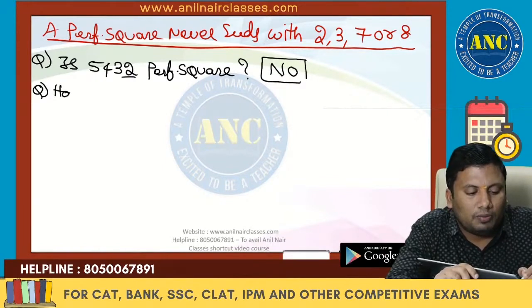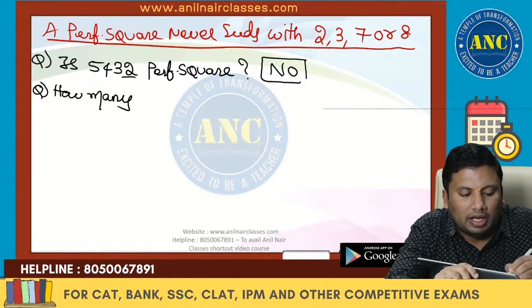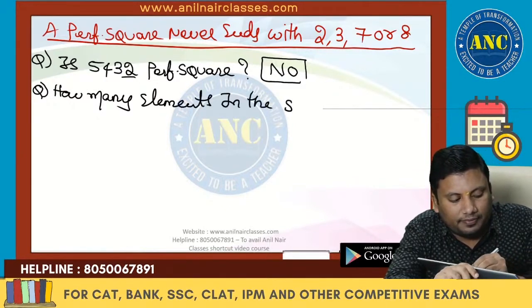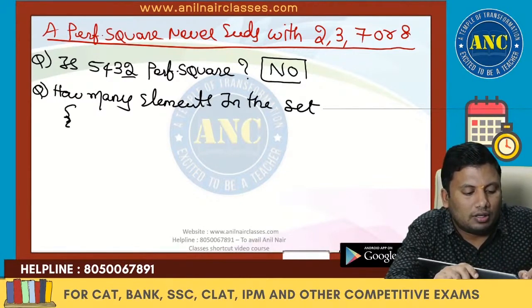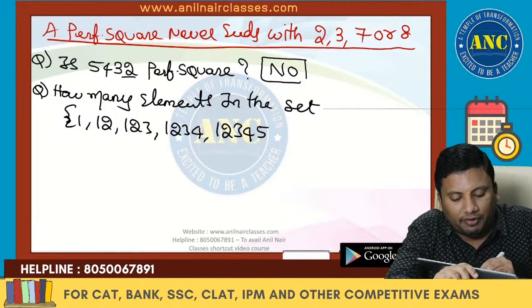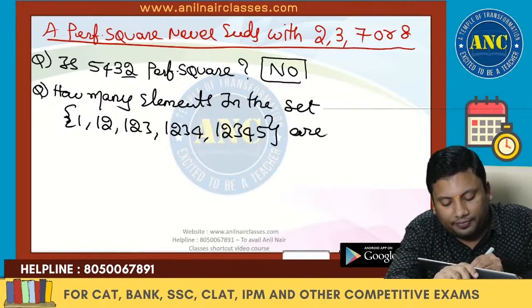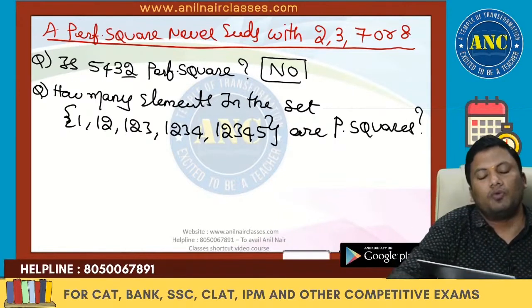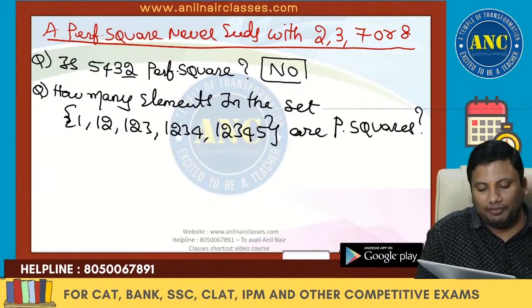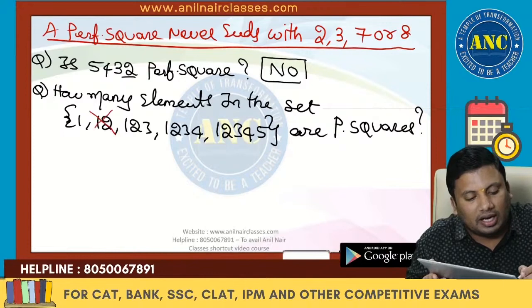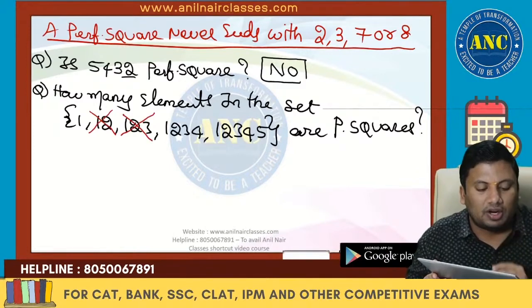Second question. How many elements in the set 1, 1, 2, 1, 2, 3, 1, 2, 3, 4, 1, 2, 3, 4, 5 are perfect squares? See here, a perfect square cannot end with 2. A perfect square cannot end with 3.